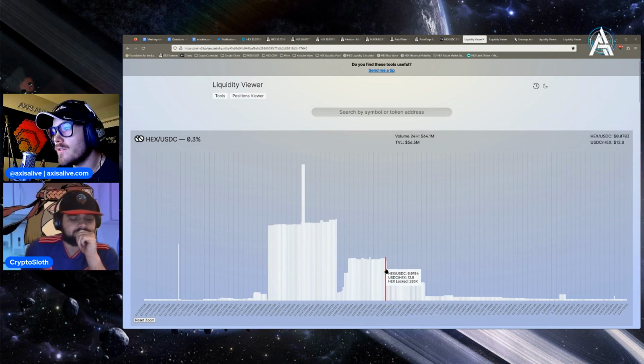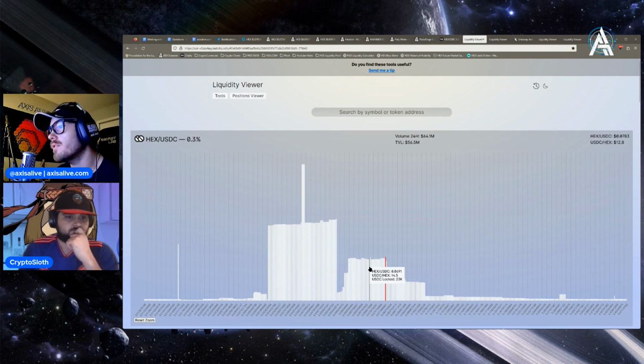So as you can see, to the right of price, there's less coins available. There's less HEX for sale. To the left, there's a lot of USDC that's trying to effectively buy HEX, right? So now the question is, well, how do we set a position?